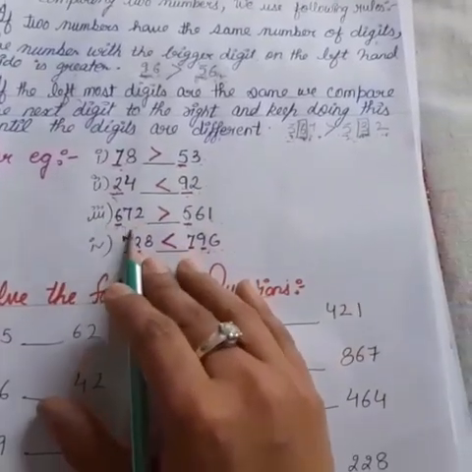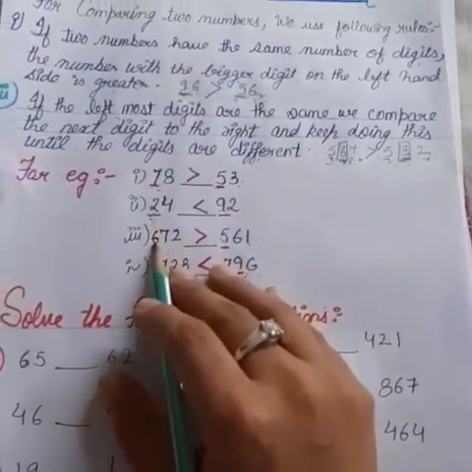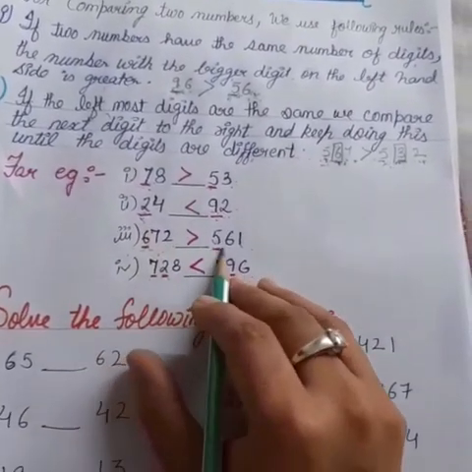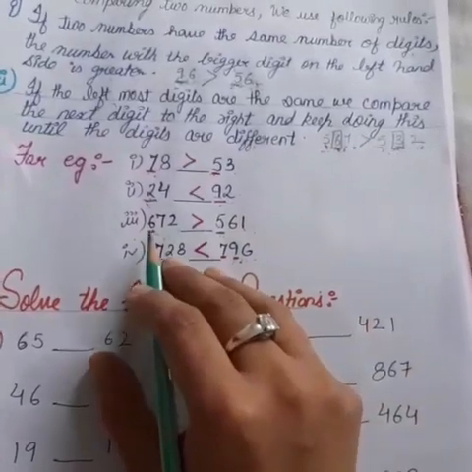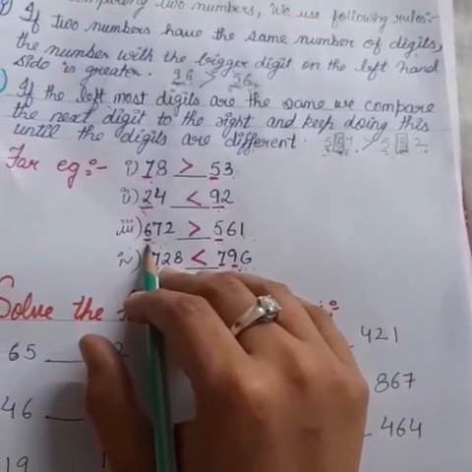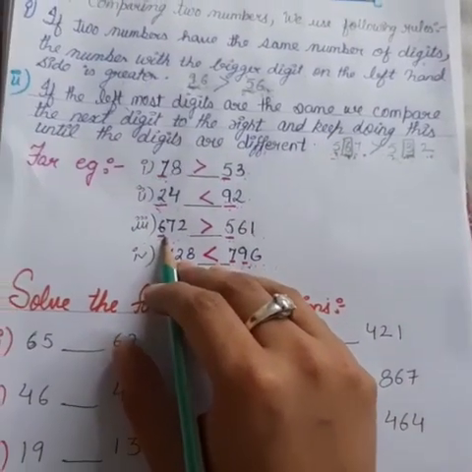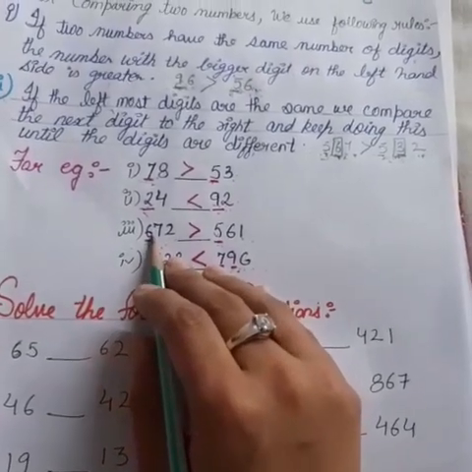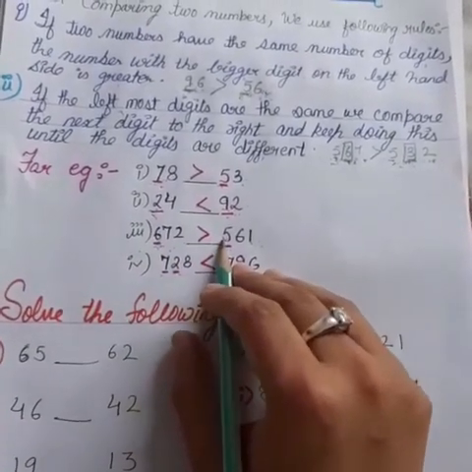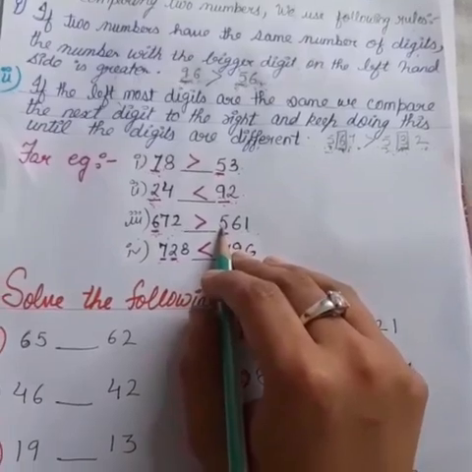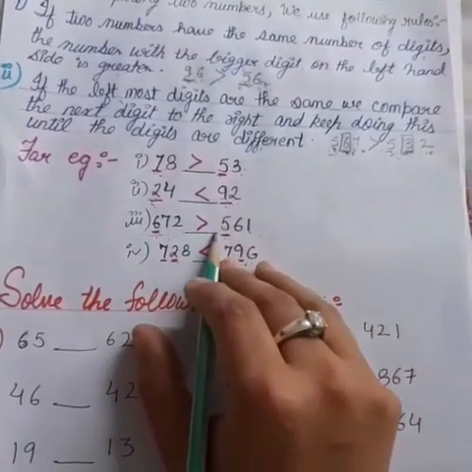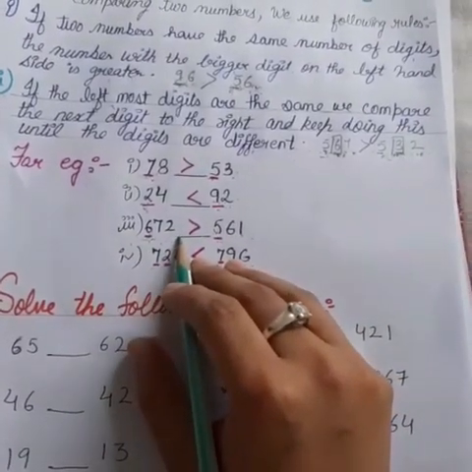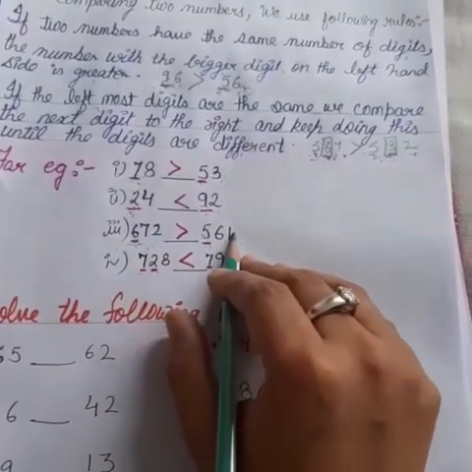Same as the third example, there are the numbers 672 and 561. Here we can see the hundreds place. In the hundreds place, in this number 6 is there, and in this number 5 is there. It means 6 is greater than 5. So 672 is greater than 561.